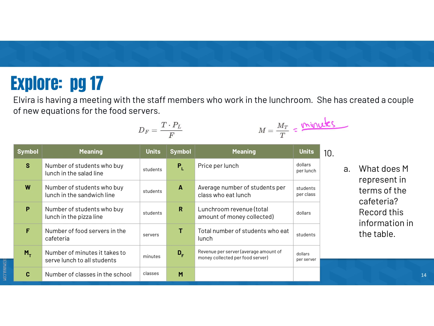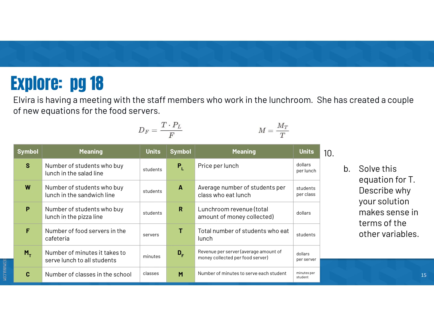Looking at our table, T is student, so it's minutes per student. We can go ahead and put that in our table. It's the number of minutes to serve. We actually did this earlier. Sorry about that. Then number 10B: we're going to take this and multiply, solve it for T.